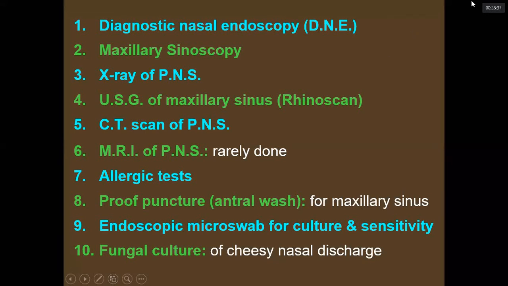Okay, so the investigations are diagnostic nasal endoscopy, maxillary sinuscopy, X-ray PNS, uses of the maxillary sinus, CT scan, MRI, allergic test, tooth puncture, endoscopy, microswab for culture and sensitivity, and fungal culture.